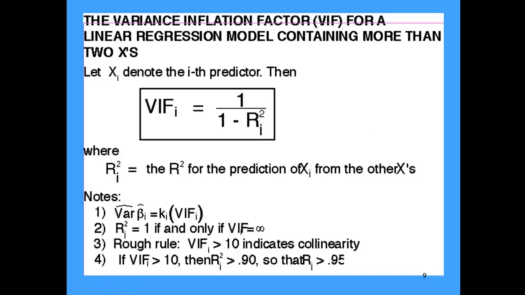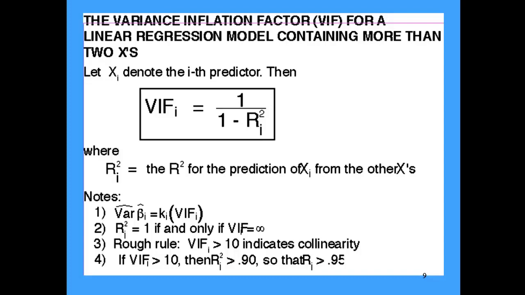This is when you've got several variables. If any one X can be predicted by the other X's and you've got 10 X's, it'll be nine different R squares that you're looking at. If any one of those 10 VIFs is high, that suggests that you've got a problem. Variance is blowing up and some X's are predicted from other X's.